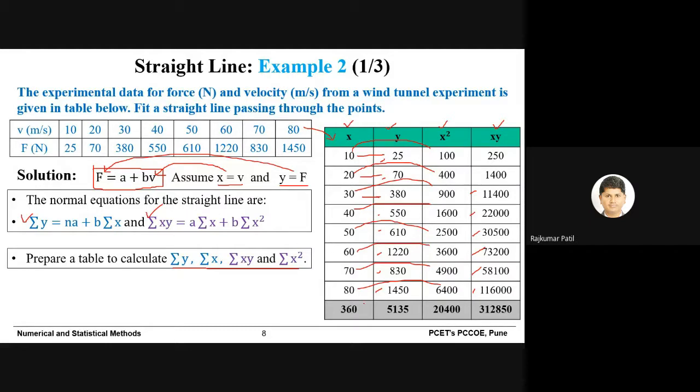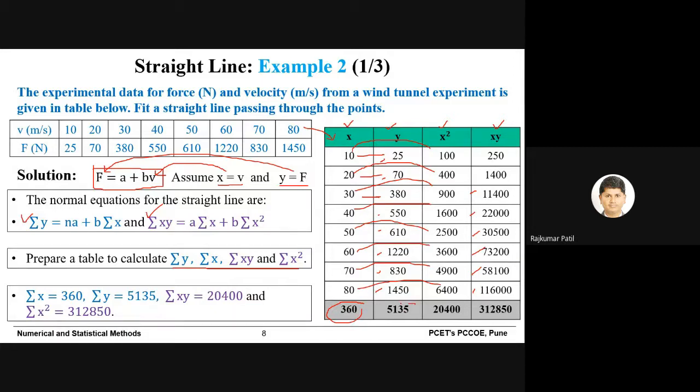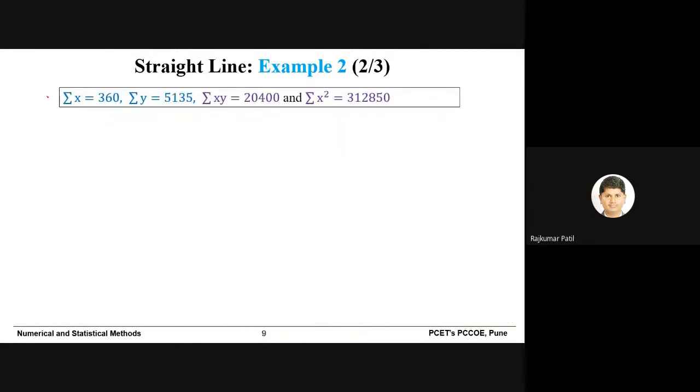And then finally you take the summation of x, summation of y, summation of x square, and summation of xy. So this is how you prepare the values. Even though these values are available in the table, you need to write them down because you need to do so many calculations in a hurry. So below that table, write down the value of summation x, summation y, summation xy, and summation x square. So these are the values.